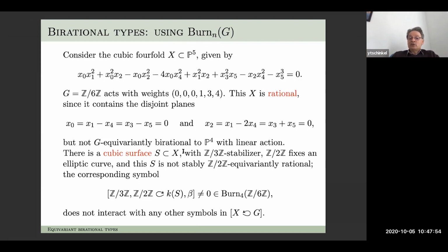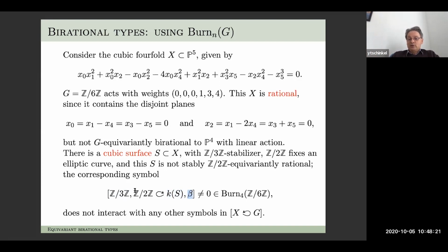And so that cubic surface, well, we'll get a symbol. So this is a stabilizer. We have a function field of a cubic surface. And then there is a Z mod 2 action on that cubic surface, which fixes an elliptic curve on the cubic surface. And as I mentioned, the weights are chosen appropriately so that this is non-zero.